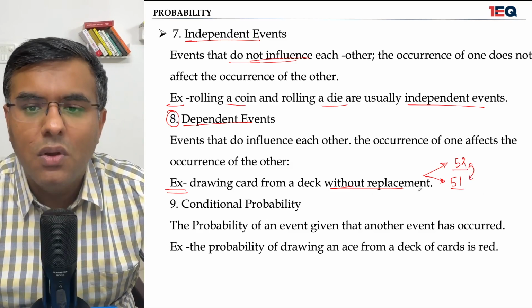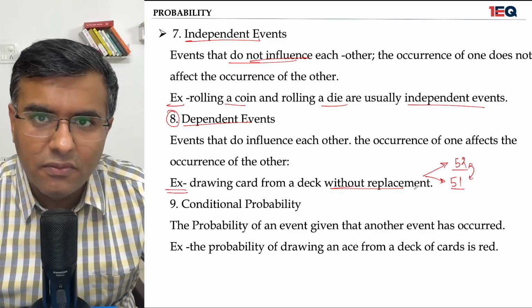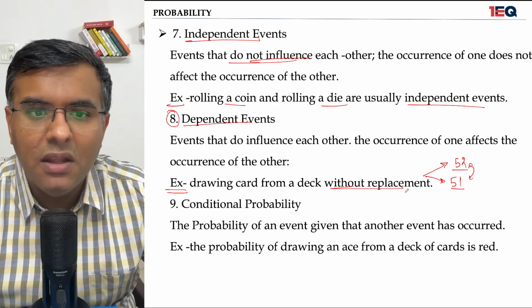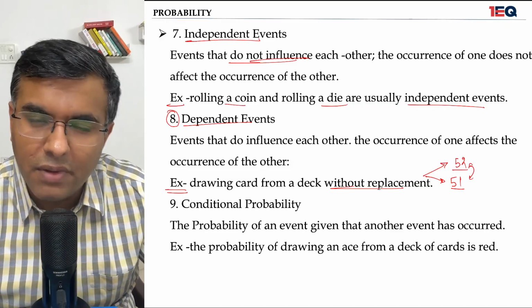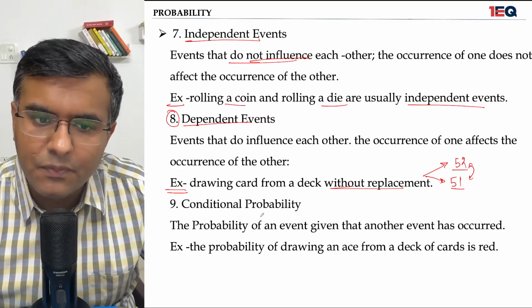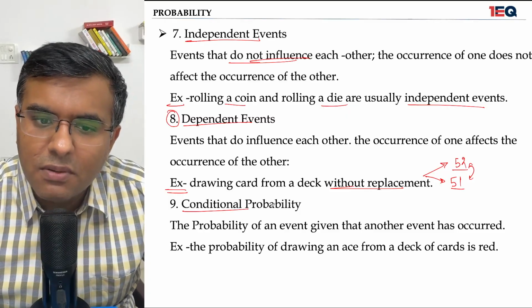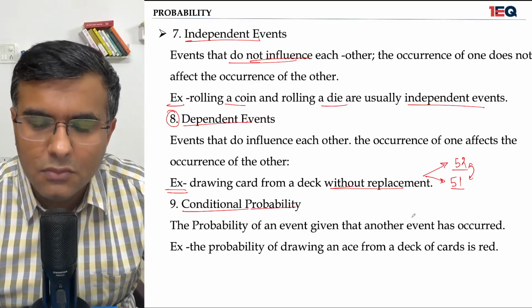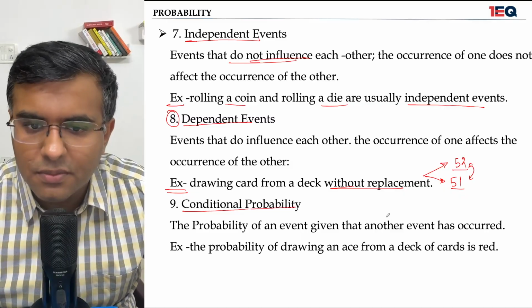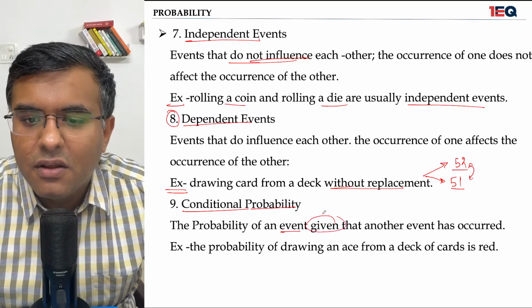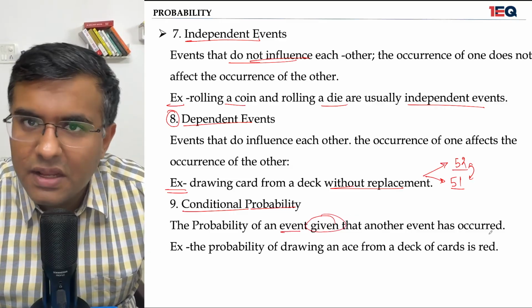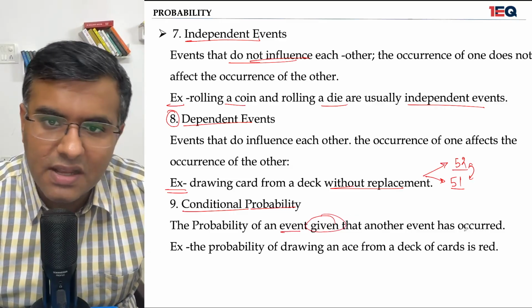When you do not place back the card after taking it out of a deck, then the next event which is going to occur is going to get influenced by the first event that occurred. Then I talk about conditional probability: the probability of an event given that another event has occurred.